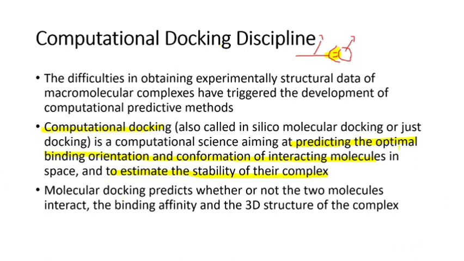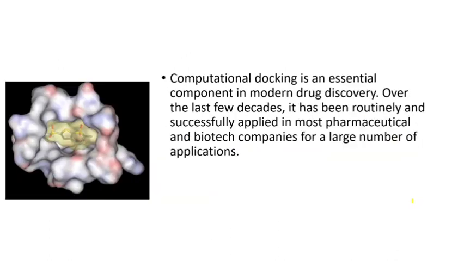So, the prediction of how a ligand molecule binds to the receptor, what is its orientation, what is the conformation of the interacting molecules in space, and estimating the stability of the complex, how stable the complex between the ligand and the receptor is. So, molecular docking predicts whether or not two molecules interact. Molecular docking helps us find out whether these two molecules will interact or not, how much affinity they bind with, and the 3D structure of the complex.